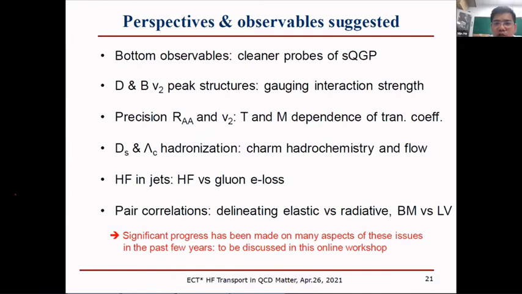Perspectives and observables were also suggested from the two task force meetings. For example, the bottom observables and dimensions of its big structures, and also the hadronization of charm strange mesons and charm baryons. And also high-level jet-in-jets pair correlations. That is supposed to be a good tool to delineate the elastic and radiative energy loss. But over the past few years, significant progress has already been made on many aspects of these issues. These will be discussed in this online workshop.